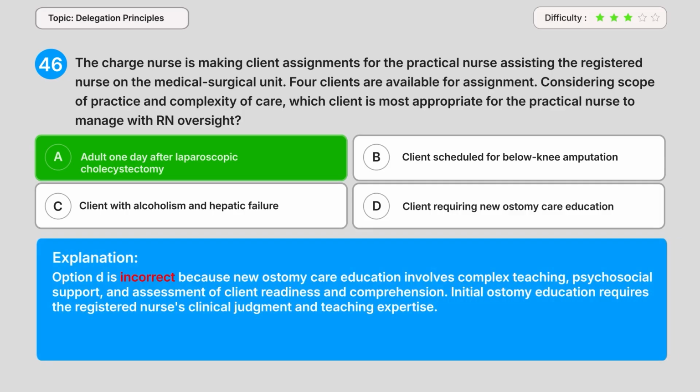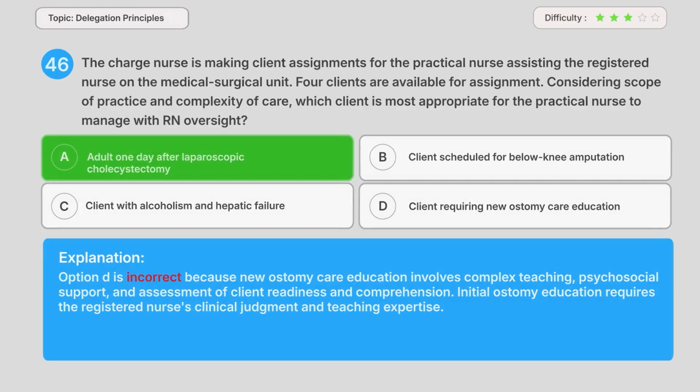Option D is incorrect because new ostomy care education involves complex teaching, psychosocial support, and assessment of client readiness and comprehension. Initial ostomy education requires the registered nurse's clinical judgment and teaching expertise.